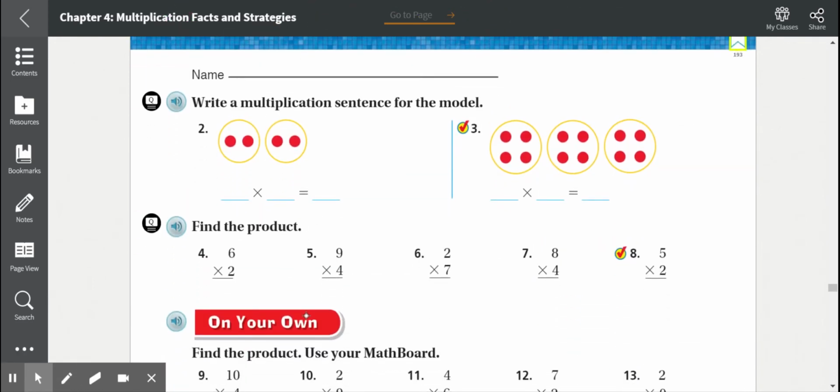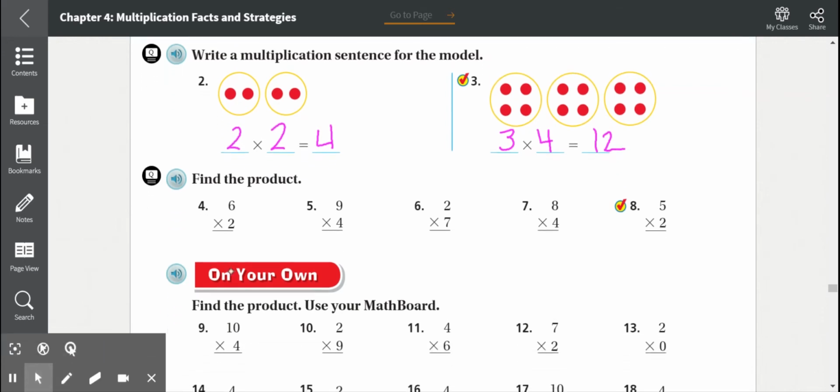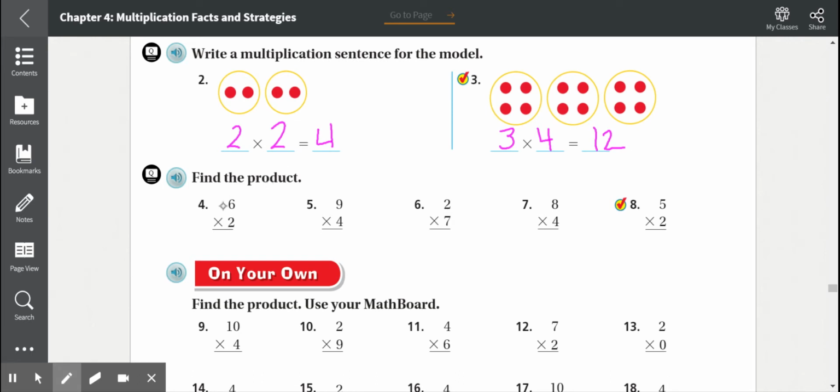Okay, let's do some more practicing. Write a multiplication sentence for the model. So we have 2 groups here, and there are 2 in each. We know that 2 times 2 is 4. Let's do this model. We have 1, 2, 3 groups times 4 is 1, 2, 3, 4, 5, 6, 7, 8, 9, 10, 11, 12. Okay. So find the product. 6 times 2. Think, what's 6 plus 6? 6 plus 6 is 12.